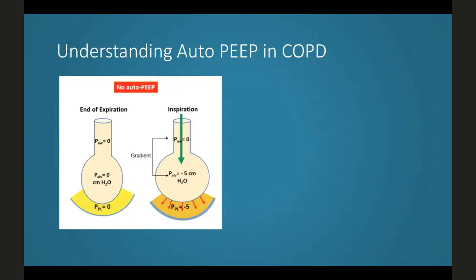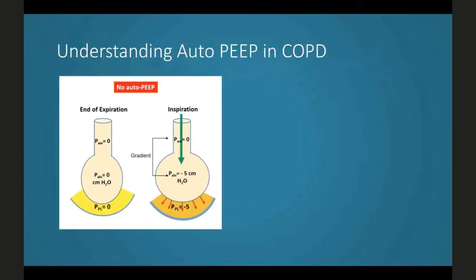Auto-PEEP I have explained in the last session as well. We'll see how this auto-PEEP works in a COPD patient. So the first one I'm showing is a normal patient without any inadequate exhalation. At the end of expiration, the alveolar pressure comes back to atmospheric pressure. Airway pressure is also 0, which is in continuity with the atmosphere, and the pleural pressure is also 0. So there is no airflow happening at the end of expiration.